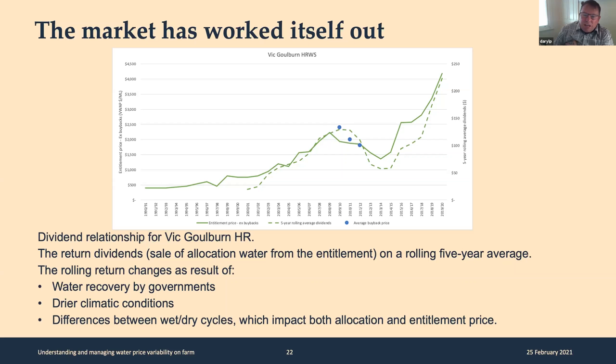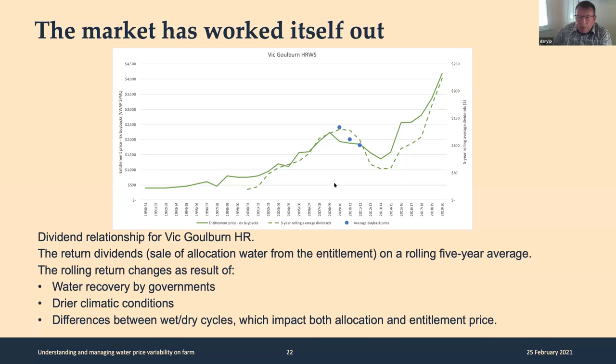And you can see, and that's the dotted line, you can see it's linked very closely to what the entitlement price is. So the entitlement price is just purely reflecting the yield, the potential of that entitlement. Those blue dots, by the way, are just the average buyback price during those periods, but it's just driven from another bit of work we were doing.